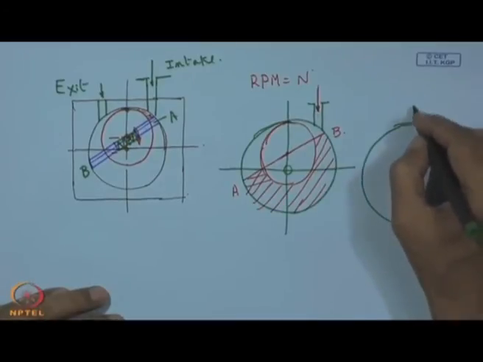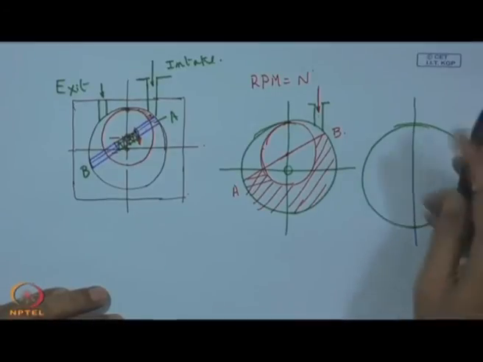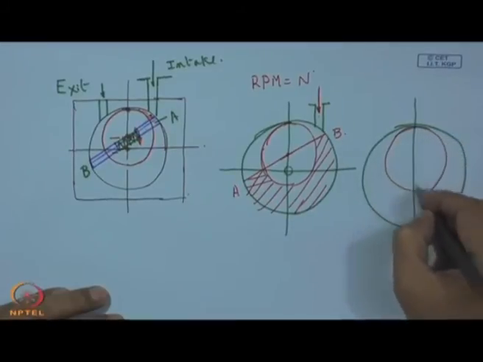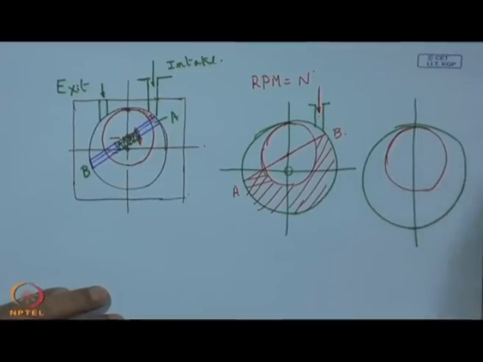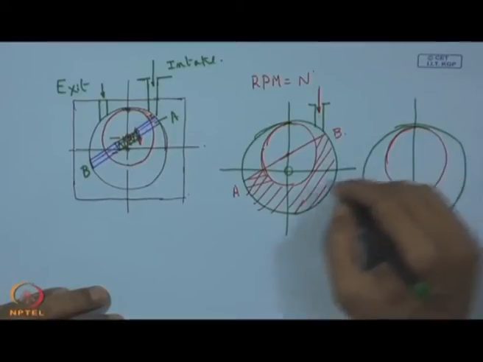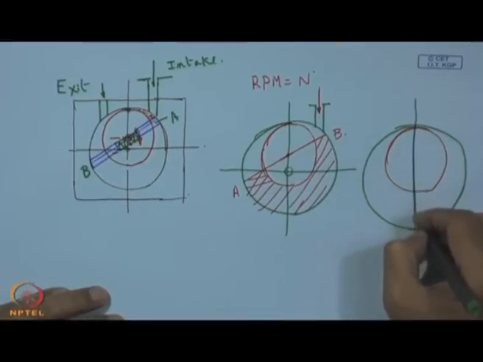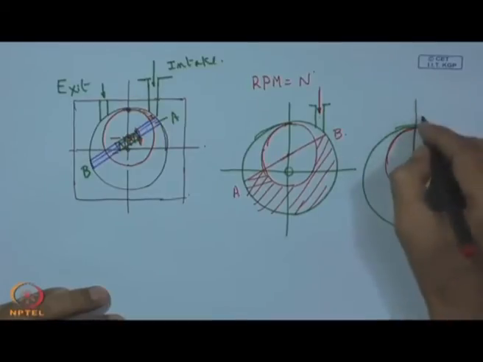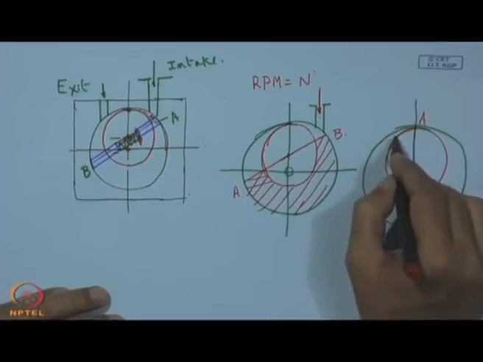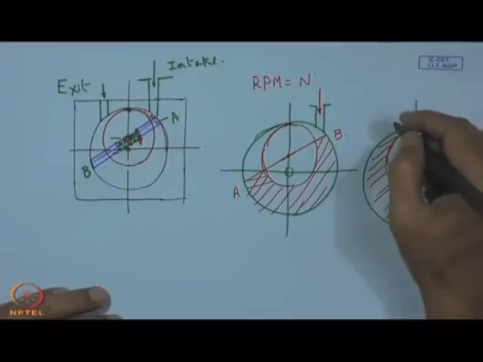So, this will be the position of this impeller, and then this A will be on this side. That means, when A is here, now A is here and B is on this side. So, this entrapped volume has changed its position, now it is on this side. So, now what is going to happen?